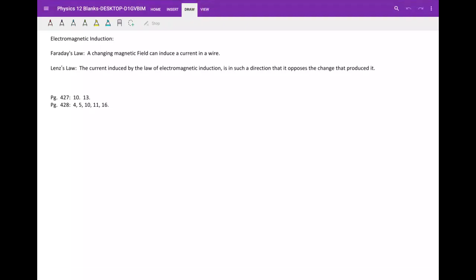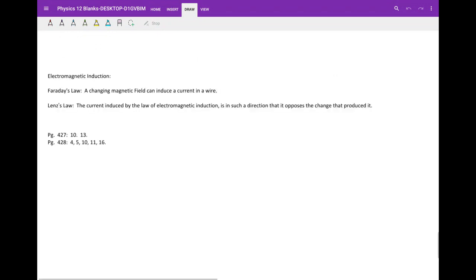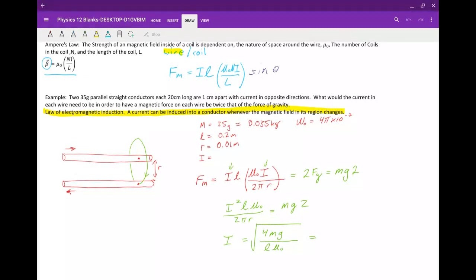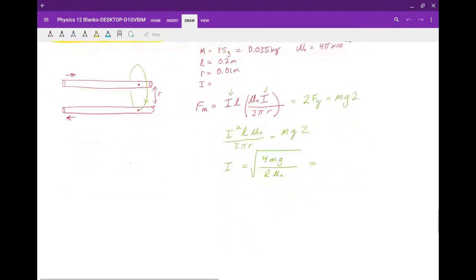All right, so we are talking about electromagnetic induction today. And there was a sentence up here that I erroneously placed. It says the law of electromagnetic induction, this yellow highlighted sentence here: a current can be induced into a conductor whenever the magnetic field in its region changes, right?